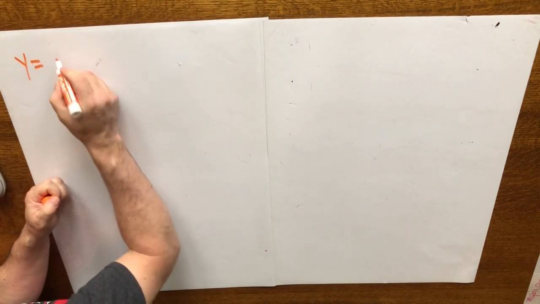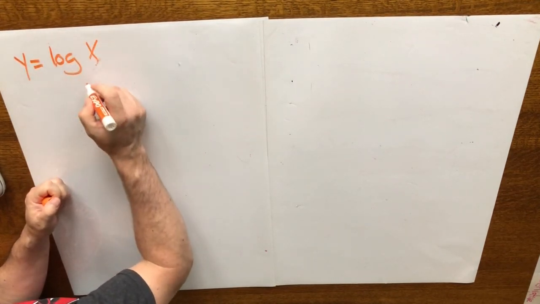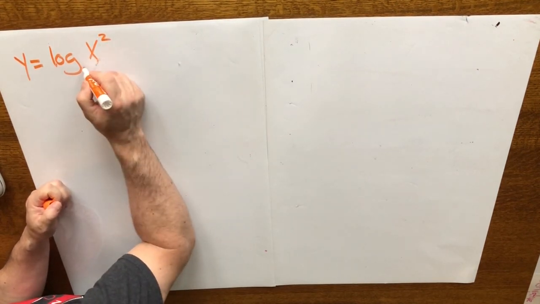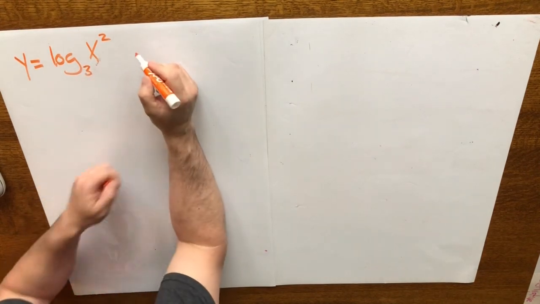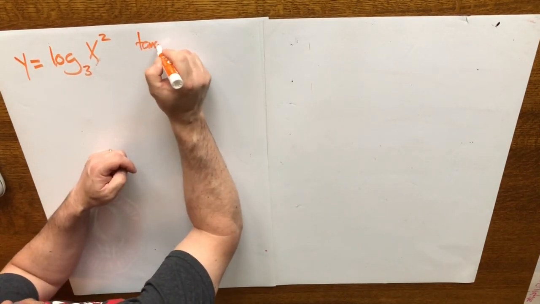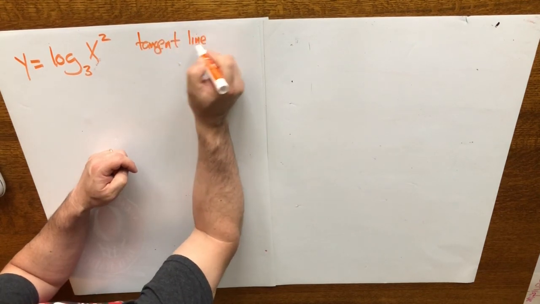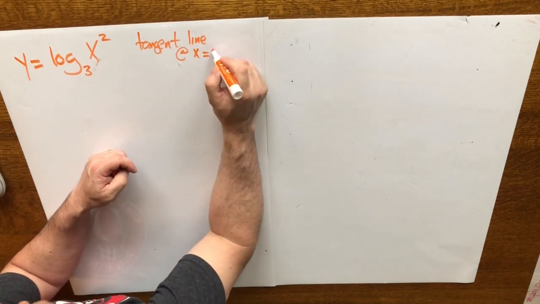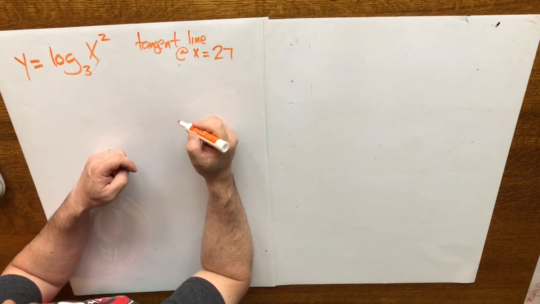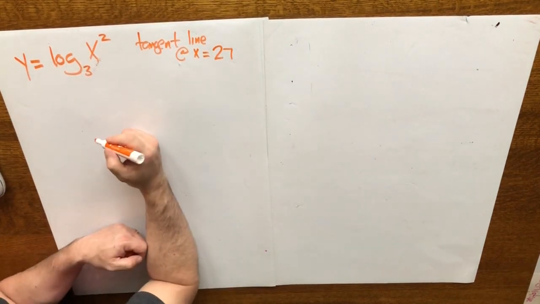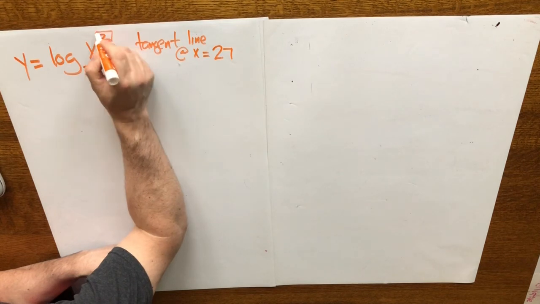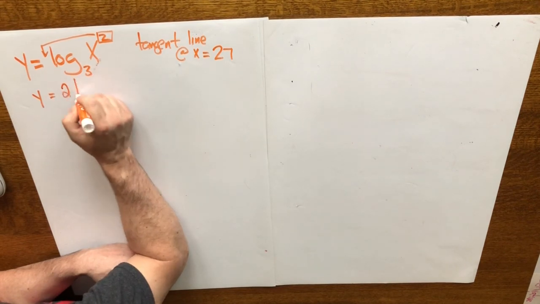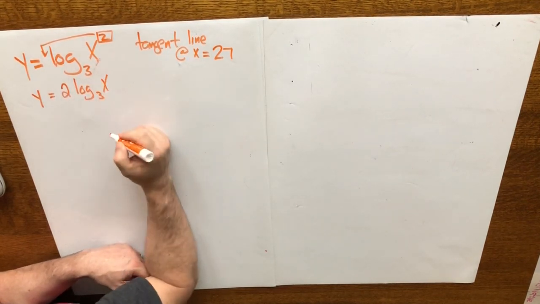Y equals the log of x squared to base 3, and we want to find the equation of the tangent line at x equals 27. So let's take a look at this expression right here, and let's recognize that we can simplify it first by using the down and front rule. So y really equals 2 log of x to base 3.